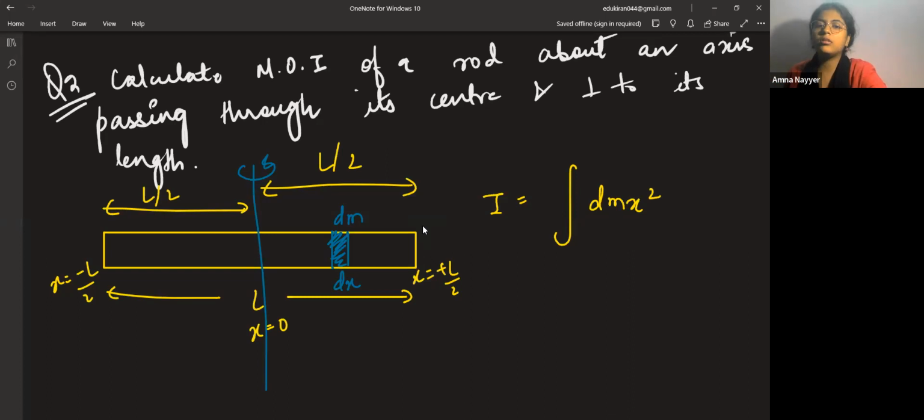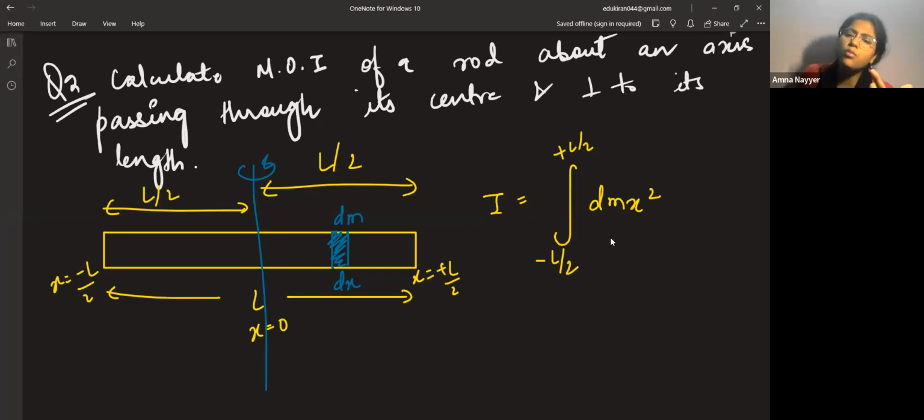So here also, when you are expanding it, mass is variable and length is also variable. So how will we integrate it? From minus L by 2 to plus L by 2. But still, dm x square isn't making any sense. While integrating, limits are of length. Limits are of length. X square is also fine.